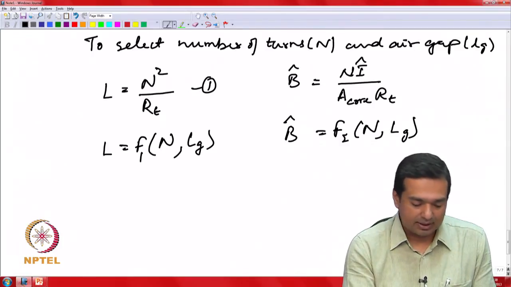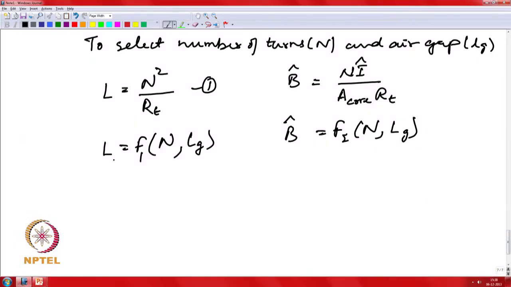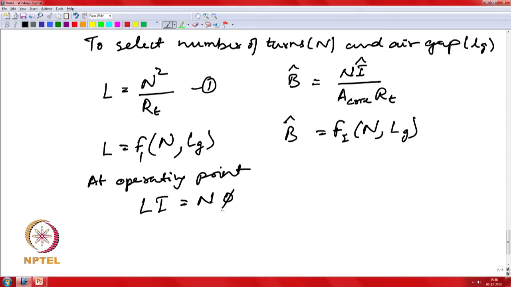You also have, at the particular operating point at the selected value of L, your L and your B peak. We have L I is N times flux, and we know that the flux is B hat times the area of the core, and L is the desired L that we want to use, and we know the peak flux that corresponds to this peak value of current. So that can be used to select your number of turns.